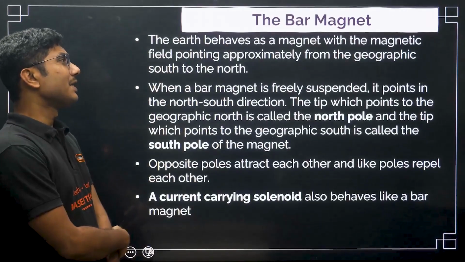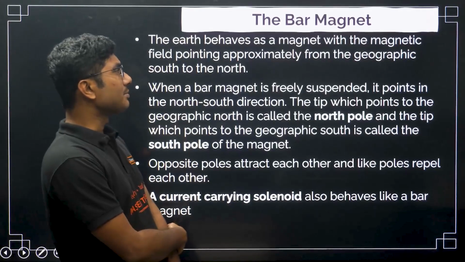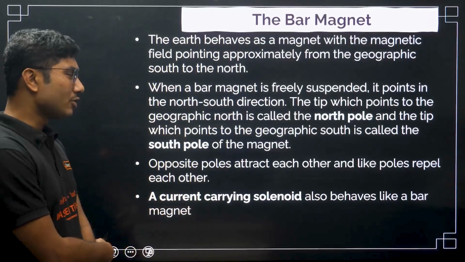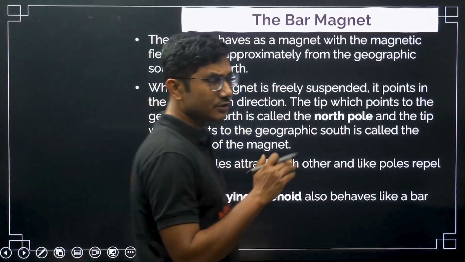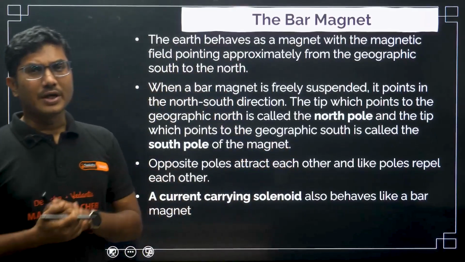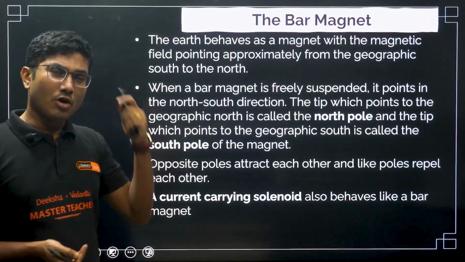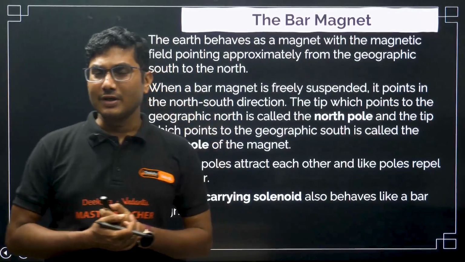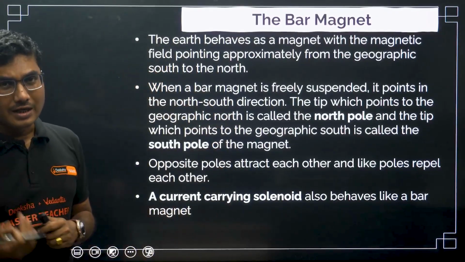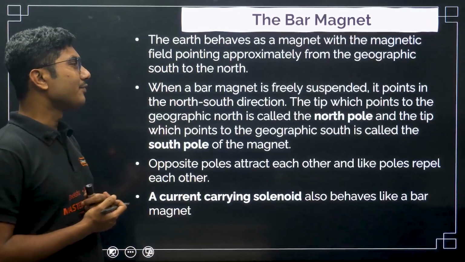The earth behaves as a magnet with a magnetic field pointing approximately from the geographic north to geographic south. Even though it is not exactly geographic north and south, approximately you can consider that earth is a huge magnet with its north pole near actual geographic north and its south pole near its geographic south. When a bar magnet is freely suspended.